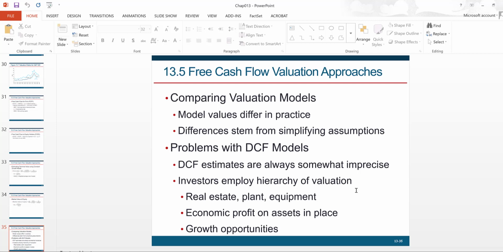Okay, so that completes our discussion of free cash flow valuation. In our next lecture, we will work on practice problems from this chapter.